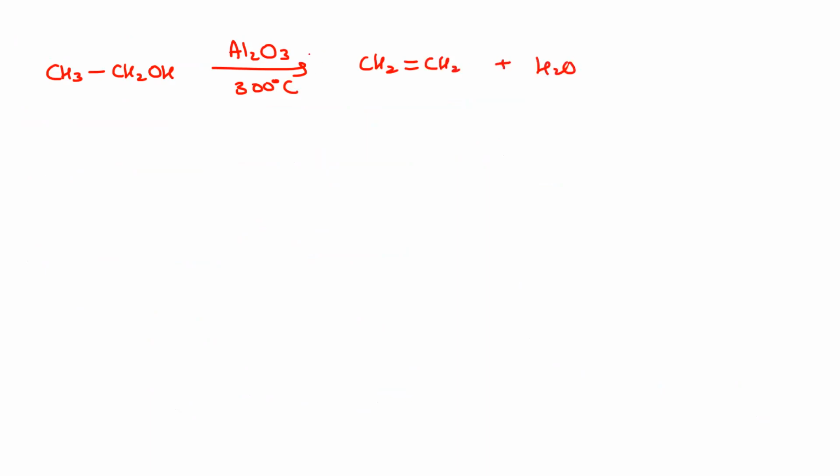So if we say that there is another procedure for dehydration, that dehydration is going to be done with aluminum oxide, that's Al2O3, and then a high temperature is needed, 300 degrees Celsius, so it forms an alkene and water. So everything stays the same, just this has been changed. Okay, you get it?